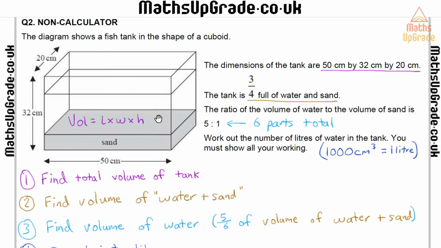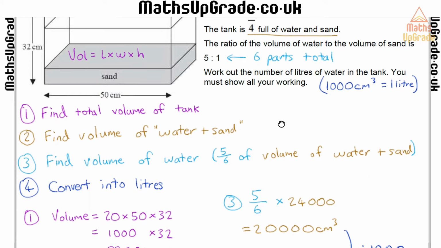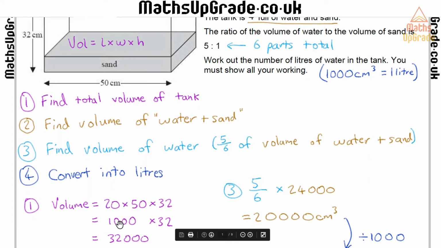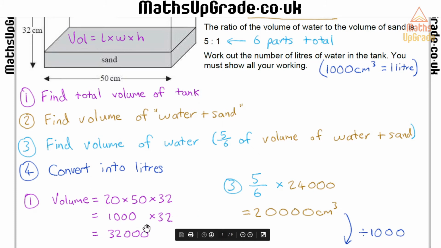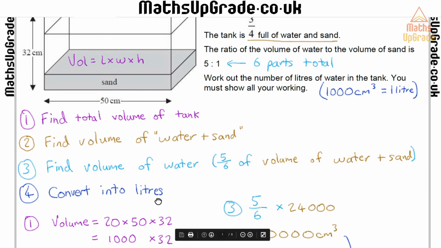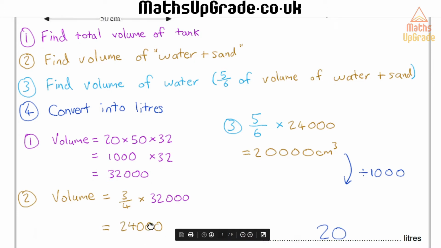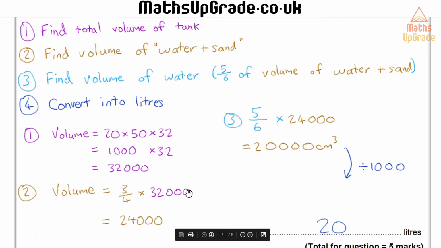So let's first of all use this formula here to find the volume of that entire cuboid. 50 times 32 times 20 is the same as 1000 times 32, which is 32,000, and that's obviously done without a calculator. Now, since the water plus sand is 3/4 of the entire tank, I need to find 3/4 of this volume to give me the volume of the water and sand combined. So 3/4 of 32,000. Well, I can find 1/4 by just dividing by 4, which is 8,000, and then multiply by 3, and that's 24,000.